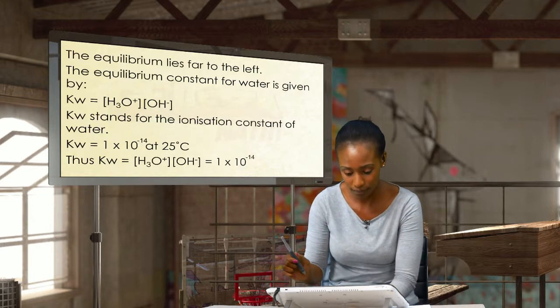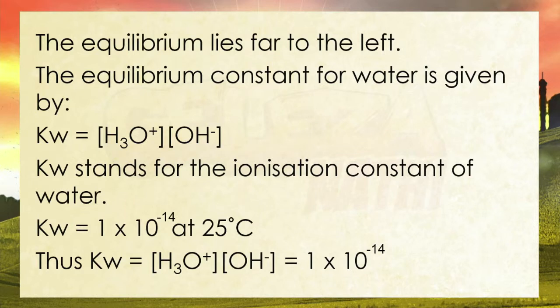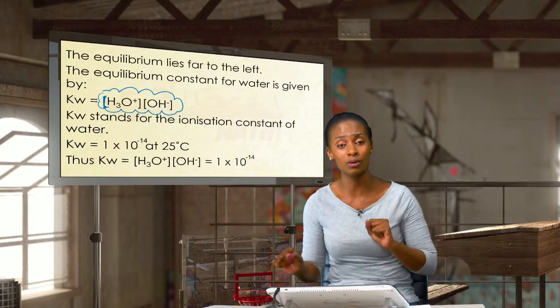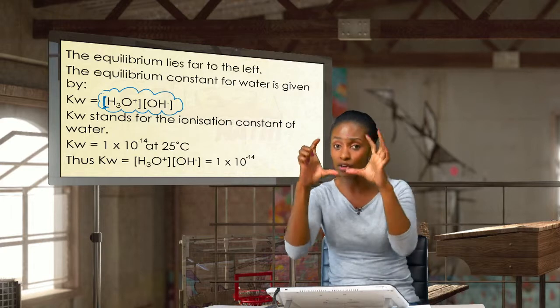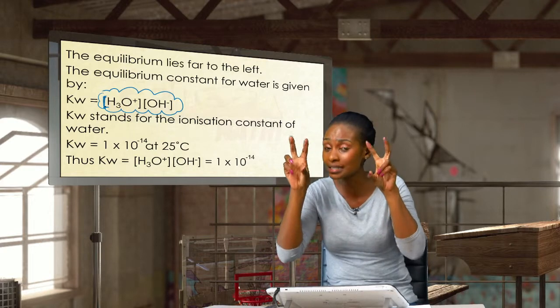So in this case, the equilibrium lies far to the left, and the equilibrium constant for water is given by this. So be very, very careful and be sure that you actually put this together like that. And then you use these brackets. So in grade 3 we learned, no, if we put the round brackets, it symbolizes multiplication.